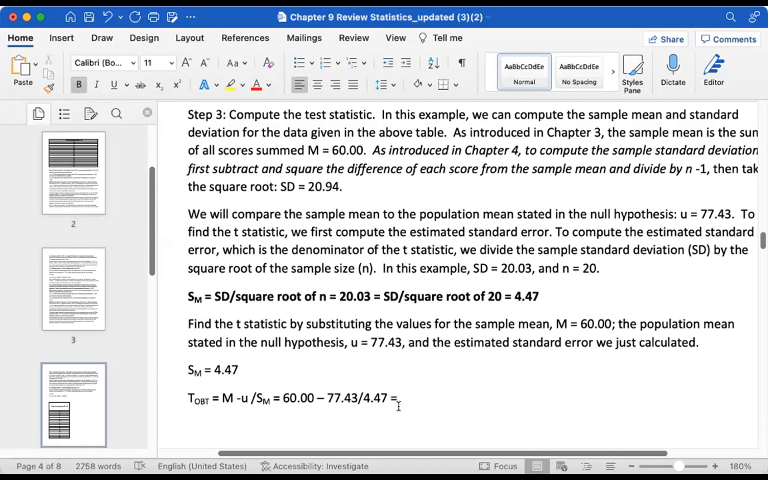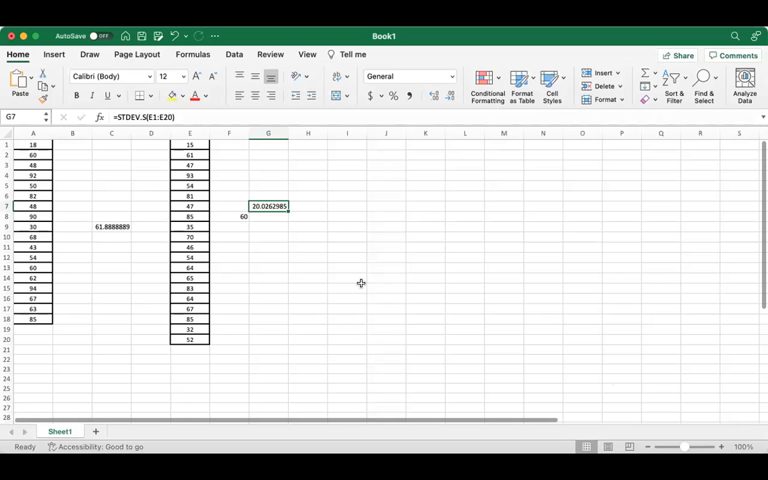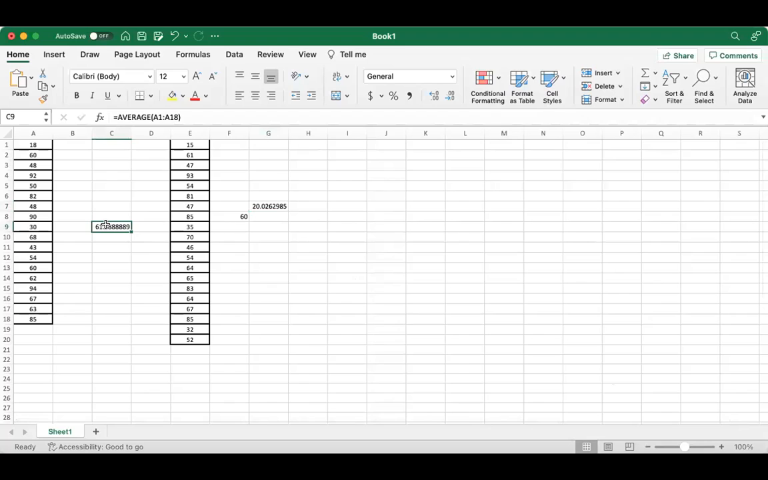But wasn't our population 61.75? Population mean was 60, that was the first one. If we go back to where I was, this was our mean for the 18 right here, 61.8. And 60 was our mean for our second set of data.